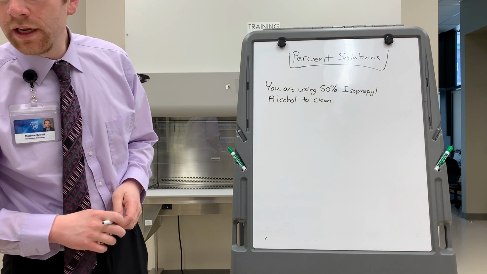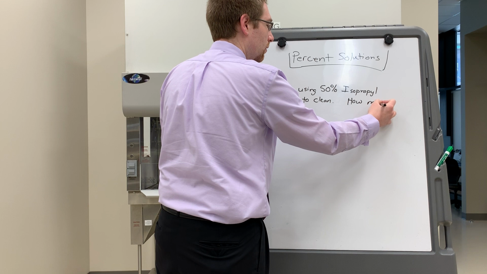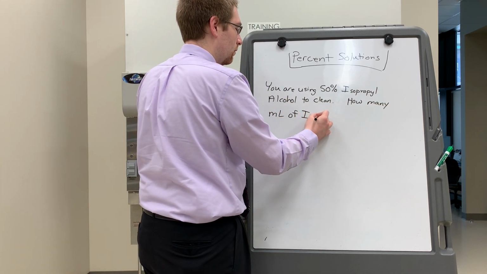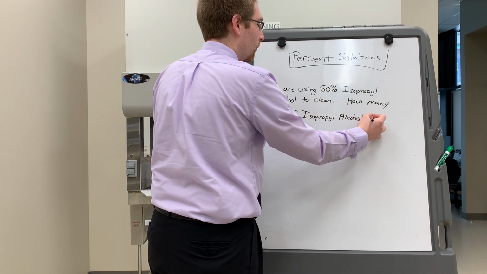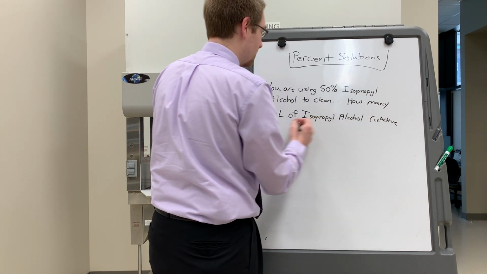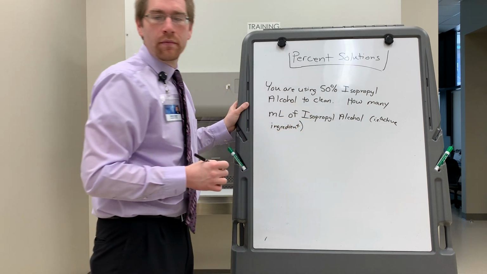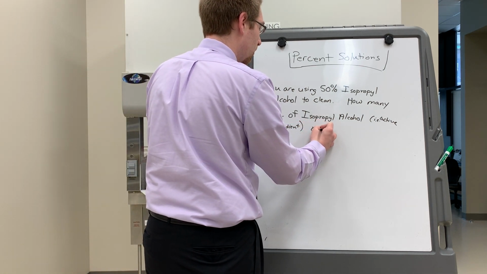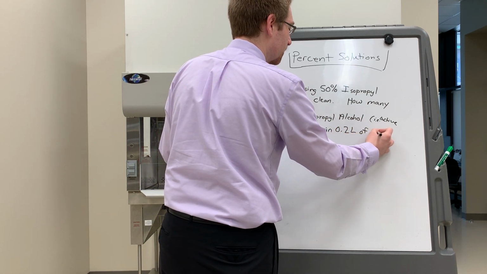Okay. In the problem, I want to know how many mLs of isopropyl alcohol, which is the active ingredient in this problem, and that matters in a second. How many mLs of isopropyl alcohol are in 0.2 liters of this solution?